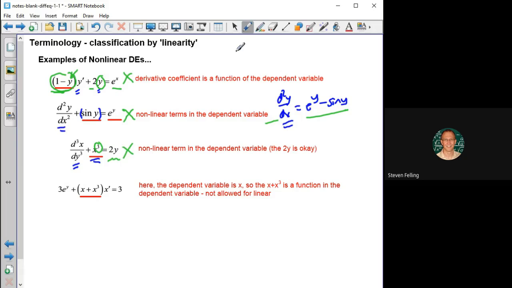And then this last one, the only derivative here is x prime. That makes x the dependent variable. And so you can see the problem here. Its coefficient contains x's. It's okay for that to be a function of y, but not x. Okay, so a bunch of different classifications. This will become more important later when we learn the various techniques, because some techniques will apply only when differential equations are linear, and then you have to use other techniques for nonlinear differential equations.